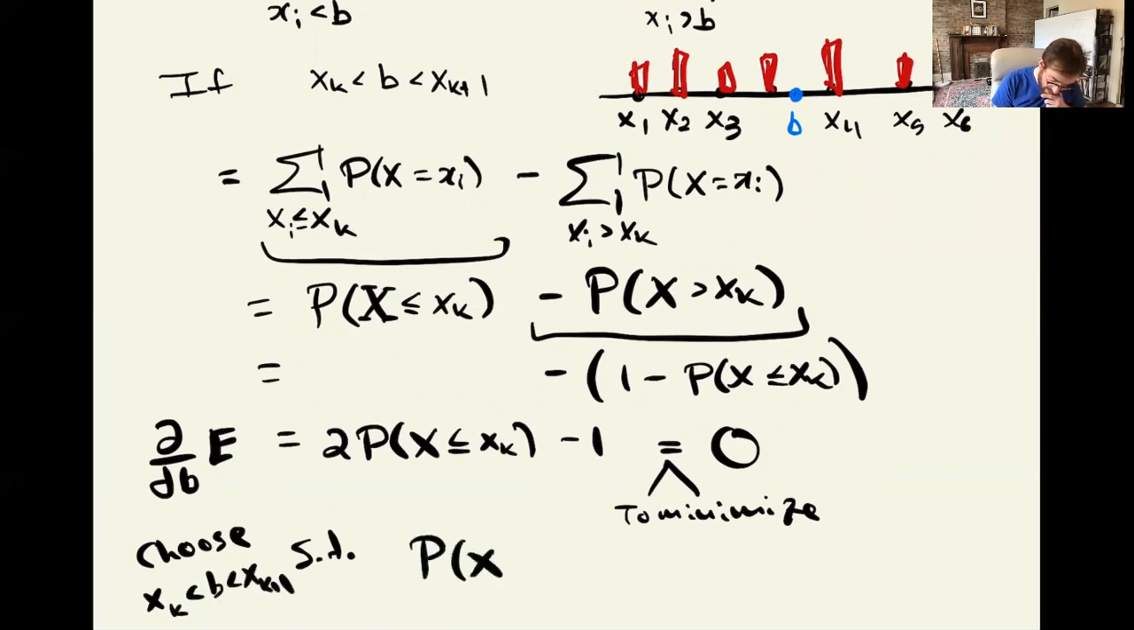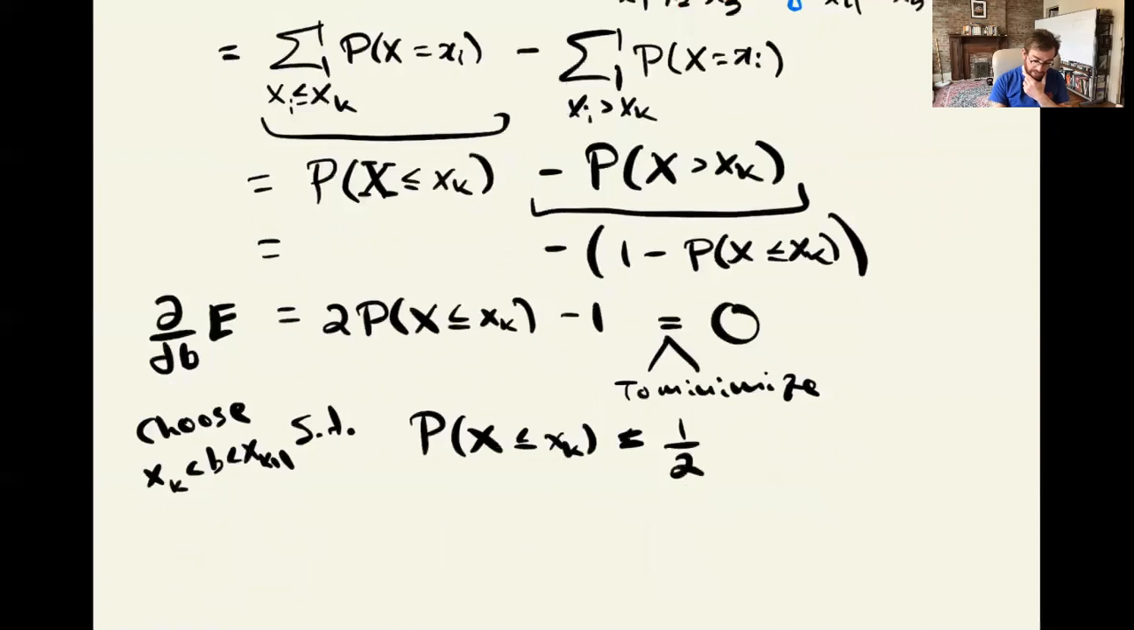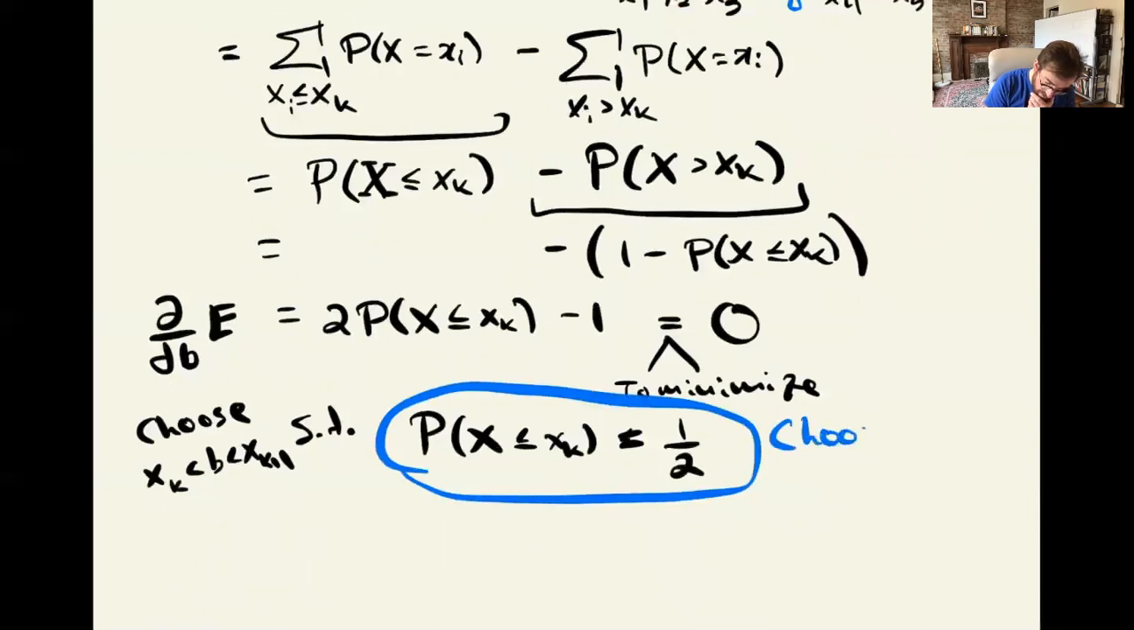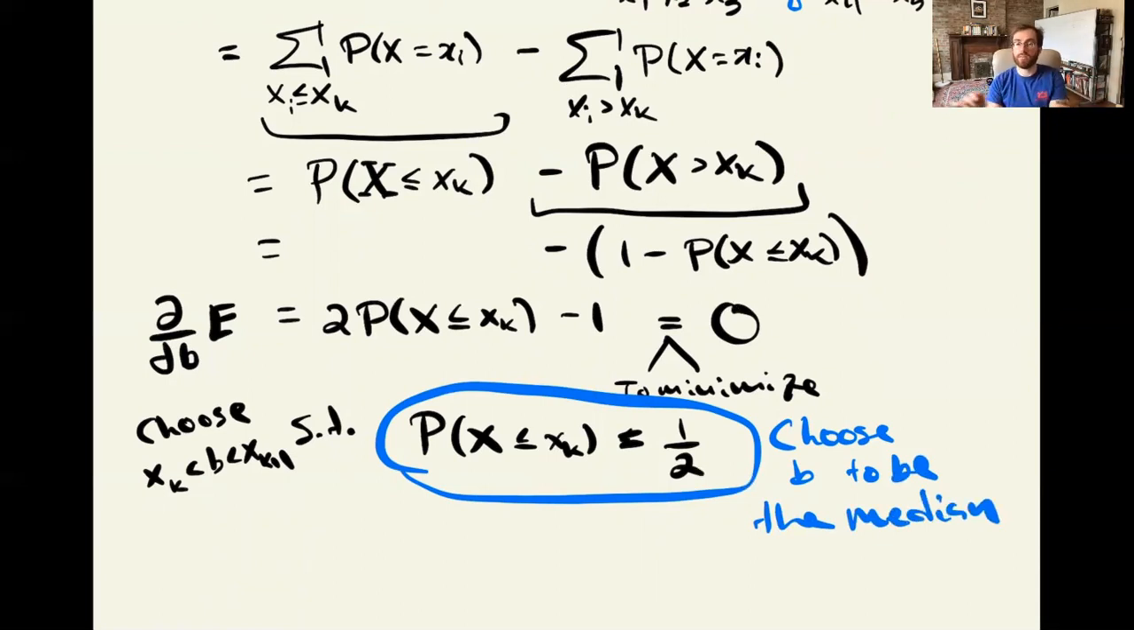I can see that this is the same thing as saying that xk is equal to half, or at least as close as possible to that. And so that is going to basically be our minimum, which we know is actually the median, right? So choose B to be the median. I'll have half of my probability on one side and half of my probability on the other.